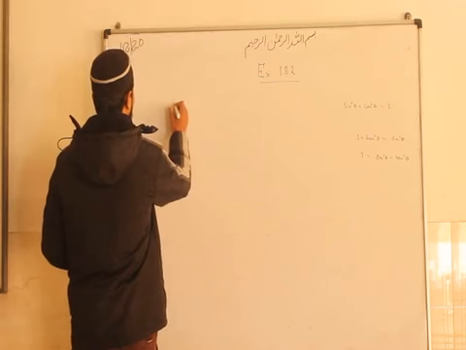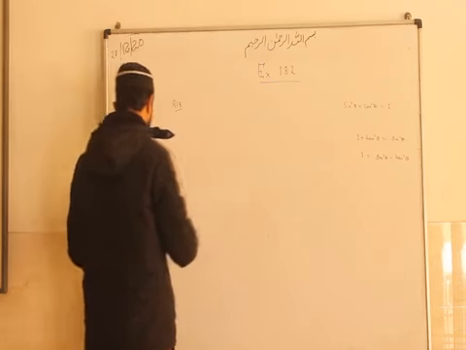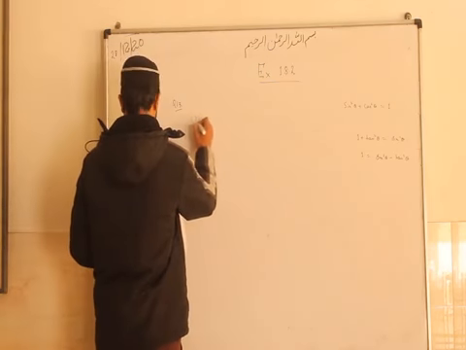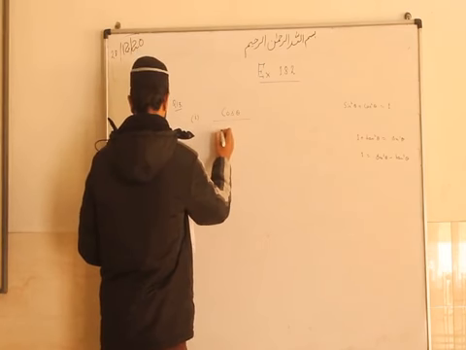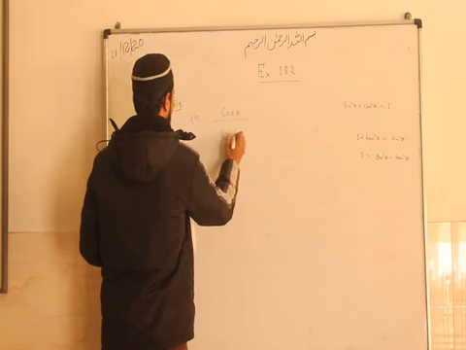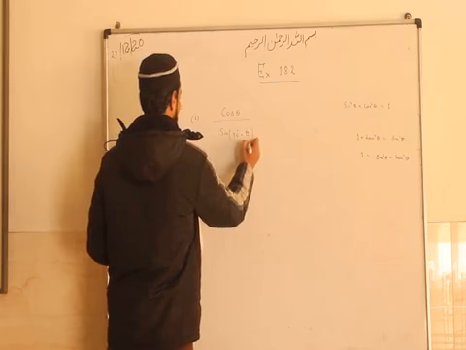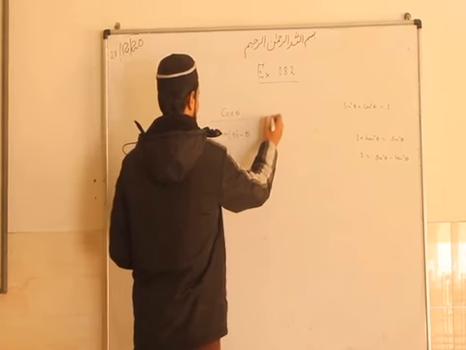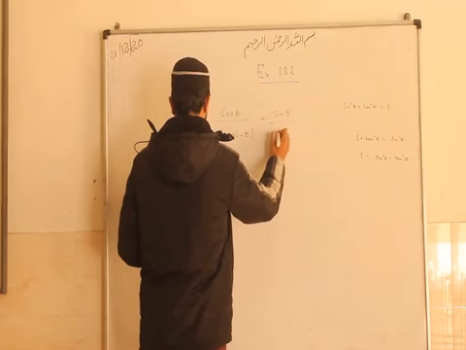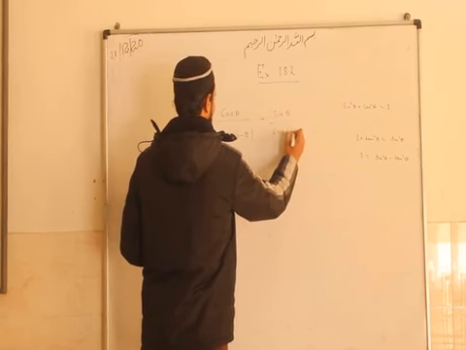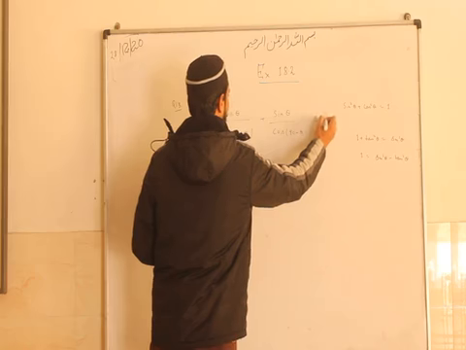Question number 13. Prove the following. Part first. This is cos theta divided by sin(90 minus theta) plus sin theta divided by cos(90 minus theta). This equals 2. We have to prove this.